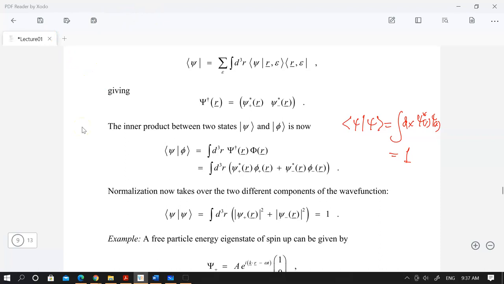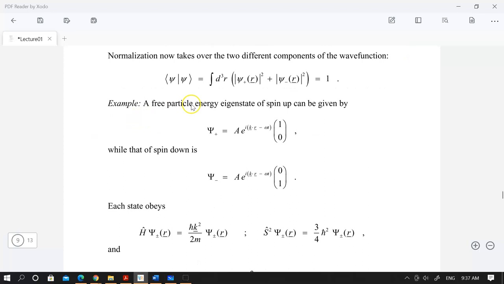Just to give you something, it's a free particle energy eigenstate of spin up. Okay, you remember, a free particle energy eigenstate is given by a plane wave. So your plane wave will be multiplying with the spin up state. Or if you want spin down, you just have the plane wave multiplying with the spin down. So this will give you the components of your spinor wave function, psi plus and psi minus. So if you add the Hamiltonian, for example, usually your Hamiltonian doesn't depend on spin, then it will just give you the kinetic energy. Okay? But if you add on it the spin operator, then it will give you the eigenvalue of the spin. So that's essentially what it is.